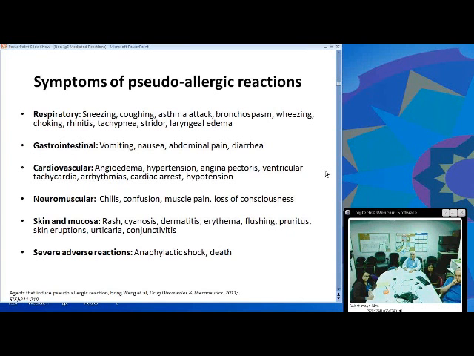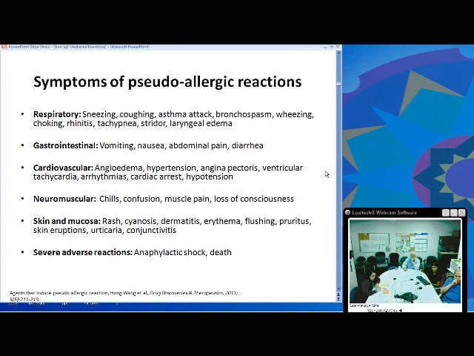So I'll be using non-IgE mediated, pseudoallergic, anaphylactoid, all these terms interchangeably. They all mean the same thing. So let's start with symptoms of the pseudoallergic reactions, and these are common to all the drugs that can cause pseudoallergic reactions. So respiratory symptoms: sneezing, coughing, asthma episode, meaning wheezing, bronchospasm, choking, rhinitis, tachypnea, stridor, laryngeal edema. GI symptoms like vomiting, nausea, abdominal pain, and diarrhea.